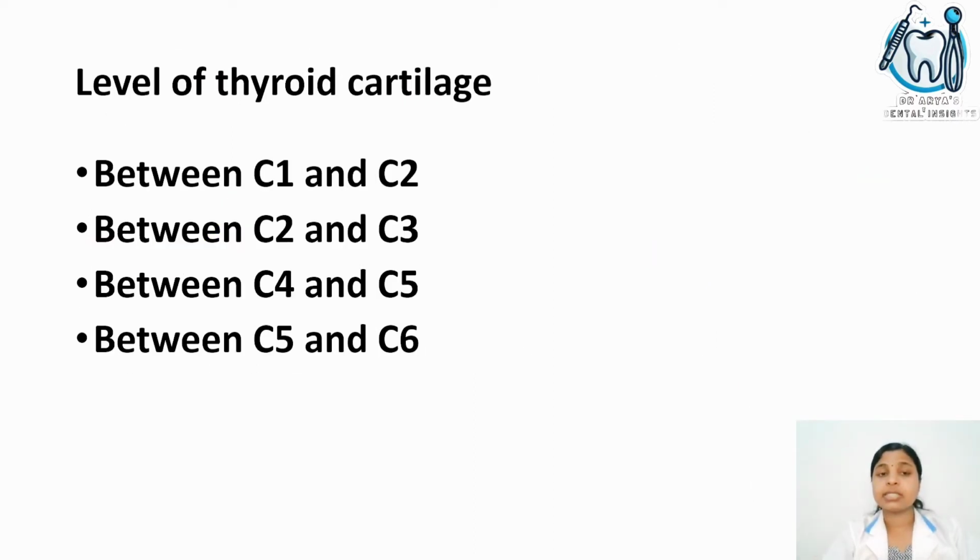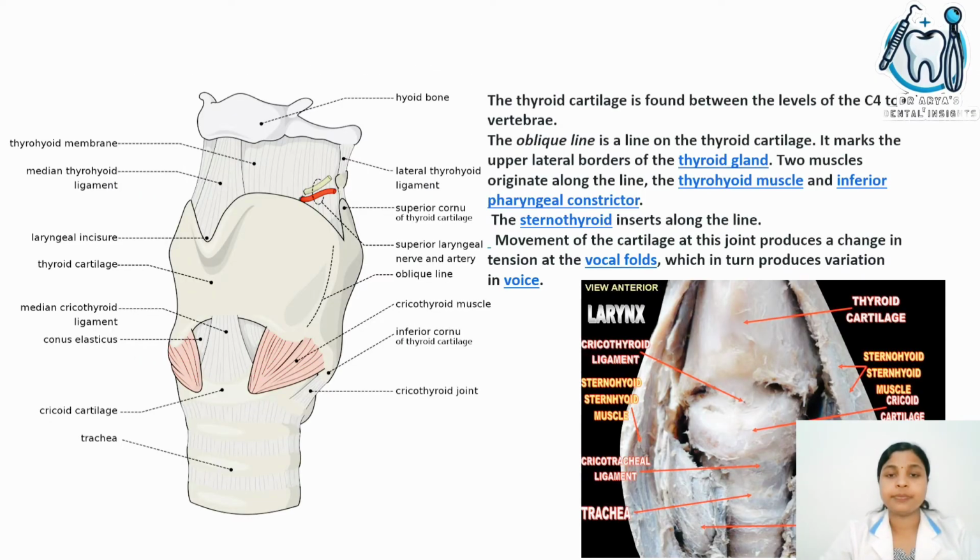So the next question is the level of thyroid cartilage: between C1 and C2, C2 and C3, C4 and C5, or C5 and C6. Coming to the discussion part, this is the thyroid cartilage and this is the thyrohyoid membrane. This is the hyoid bone. So this is the thyroid cartilage, and it is found between the levels of C4 to C5. So C4 to C5 vertebra is the answer.